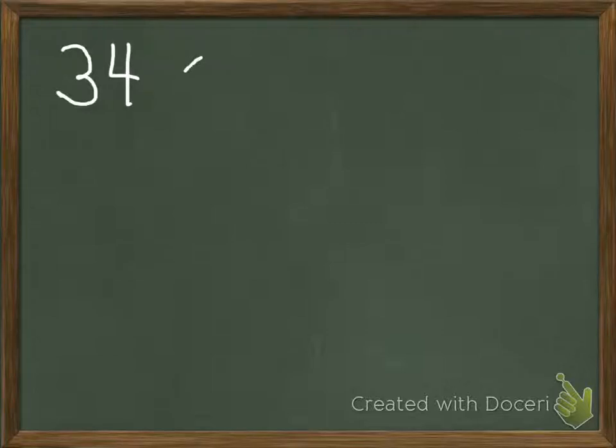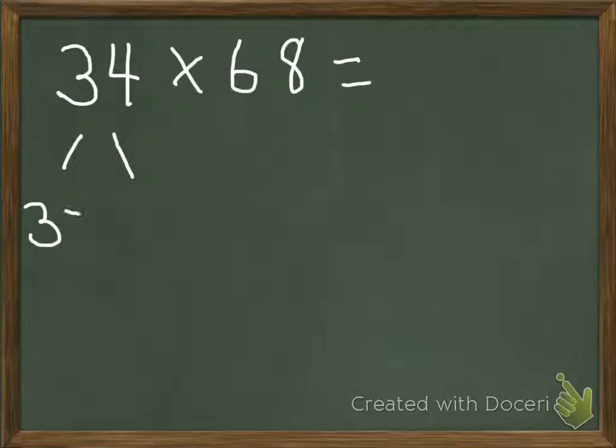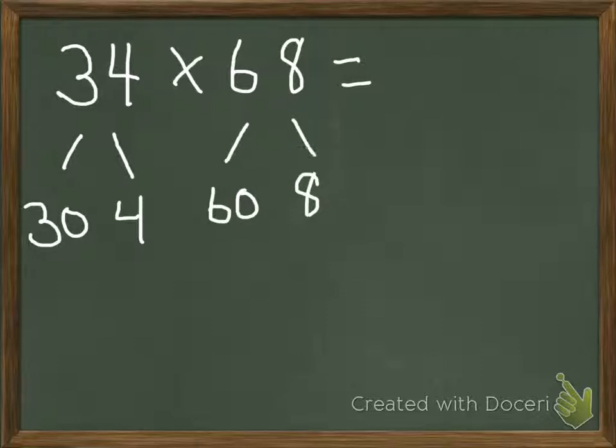Let's try this with 2-digit factors. Let's try the problem 34 times 68. We can break 34 into 3 tens, or 30, and 4 ones, or 4, and 68 into 6 tens, or 60, and 8 ones.